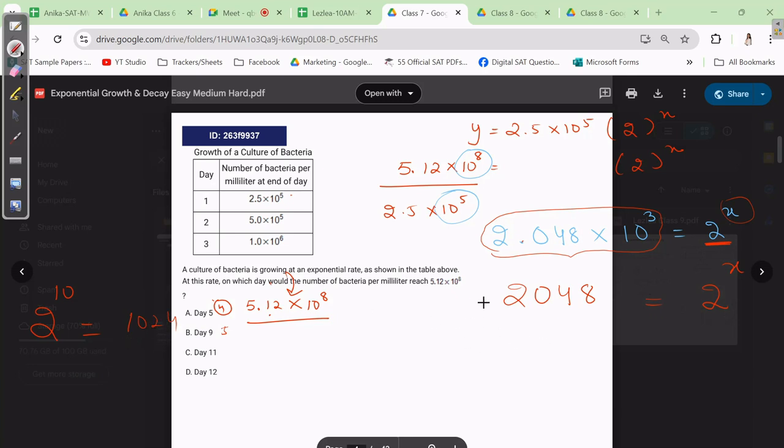Yes, so I can write this number as 2 times 1024, and this is 2 raised to 10, so 2 times that is 2 raised to 11, which is equal to 2 raised to x. So what is the value of x? The value of x will be equal to 11.